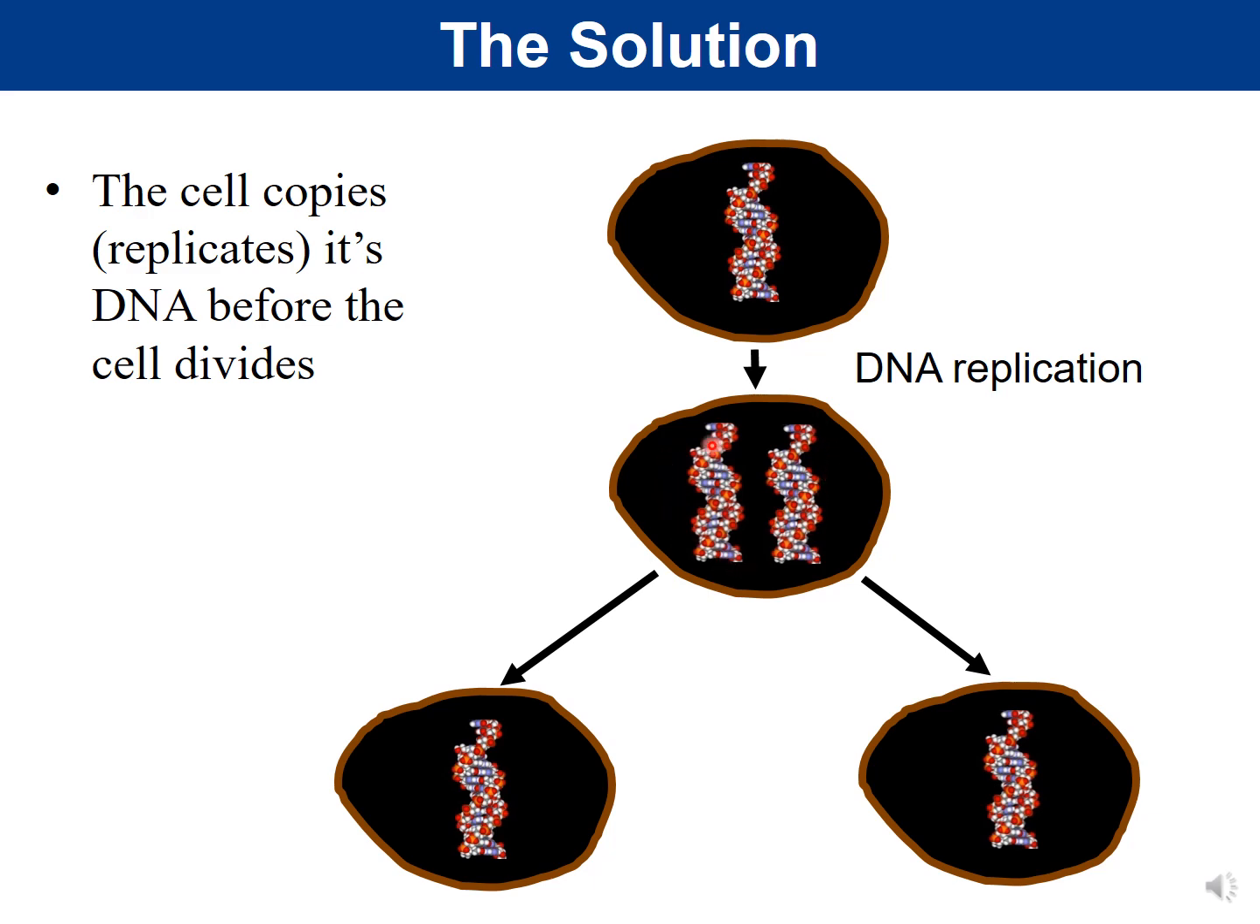So it's going to take its DNA and make an exact copy. And then those two copies are going to split into two cells. And these daughter cells are now offspring and identical copies of this parent cell.